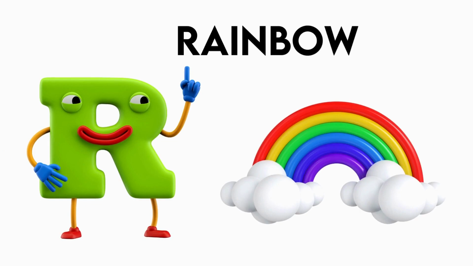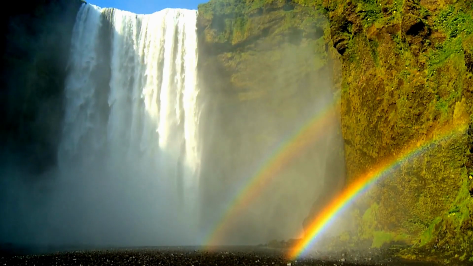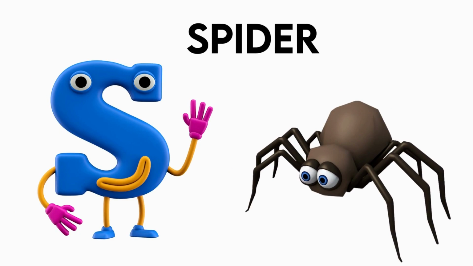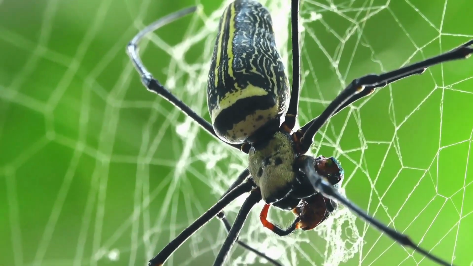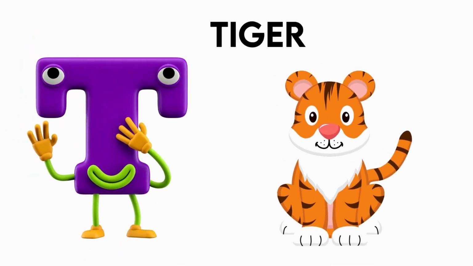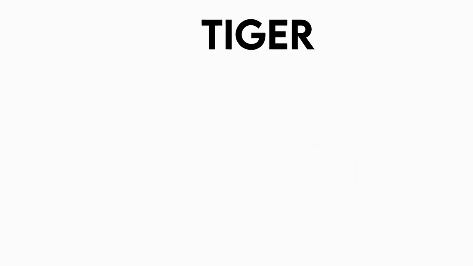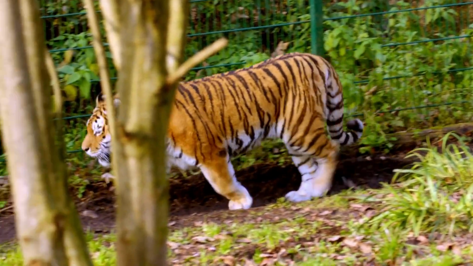R is for rainbow, r r rainbow. S is for spider, s s spider. T is for tiger, t t tiger.